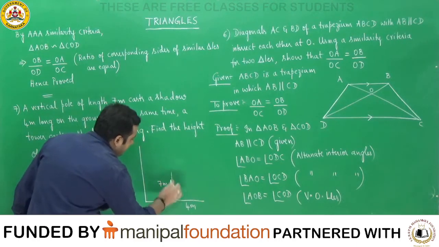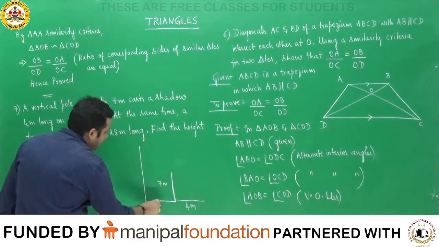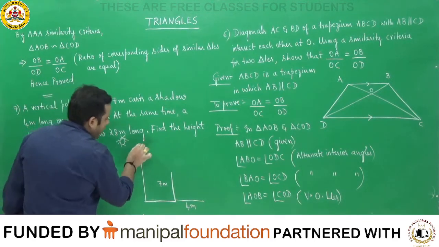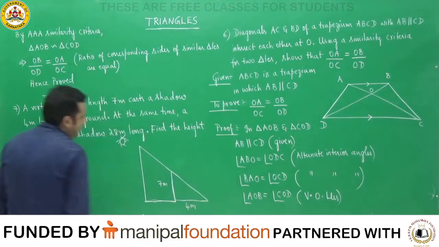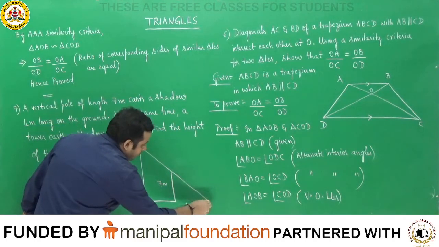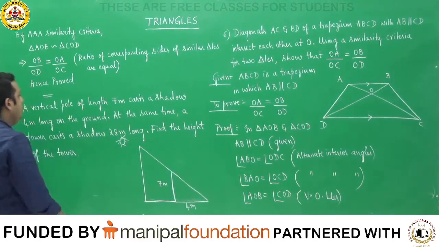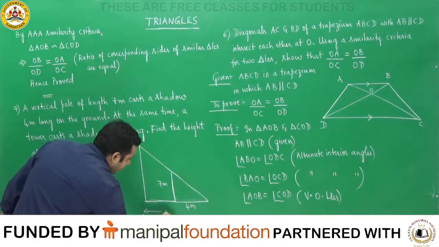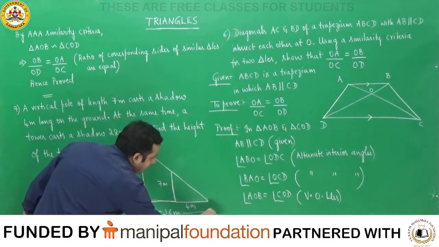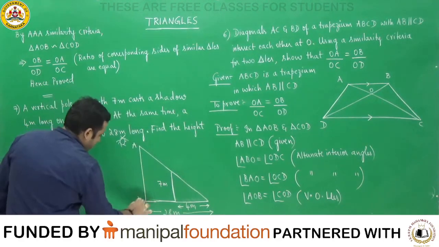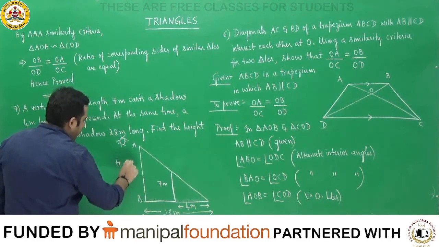At the same time means the sun is at the same elevation. A tower will cast a shadow 28 meter long. This is 4 meters, this is AB. The question is asking you to calculate the height of the tower.